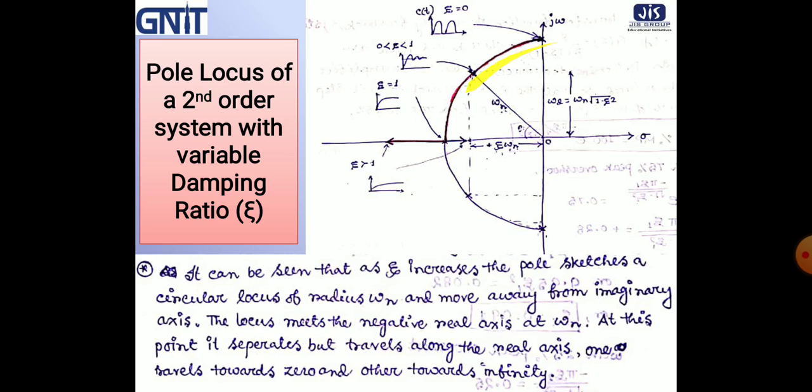And after they meet at this particular point, s is equal to minus omega n, one end moves towards the negative real axis and goes towards infinity, and one end moves toward the positive real axis, that means the origin here. So this is our pole locus of a second order system with variable zeta, that means variable damping ratio.